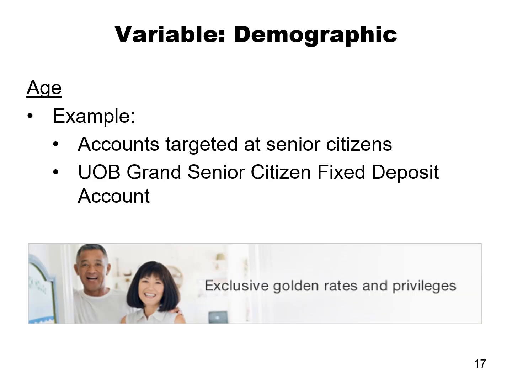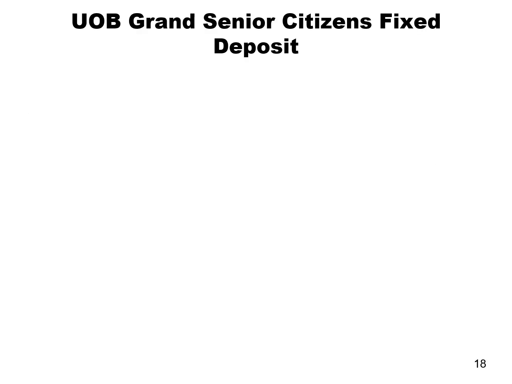Next, we look at senior citizens. Accounts targeted at senior citizens. So UOB Grant senior citizen fixed deposit. This basically gives a higher interest rate for senior citizens to put in fixed deposit. So this is an example.